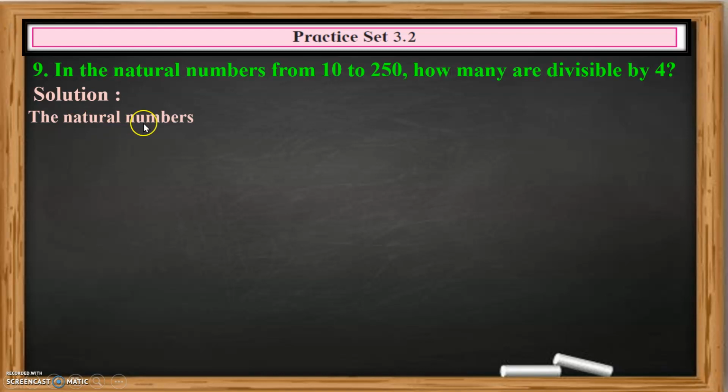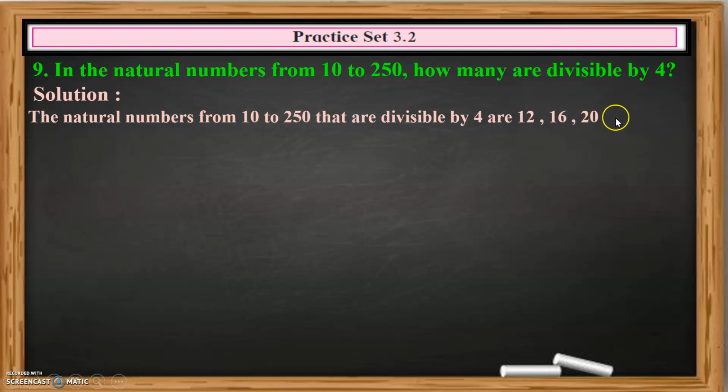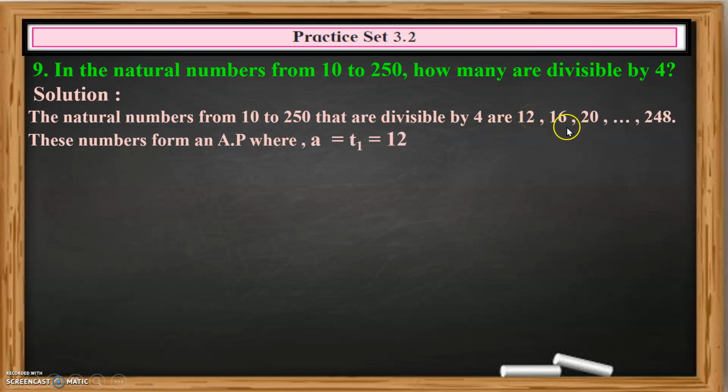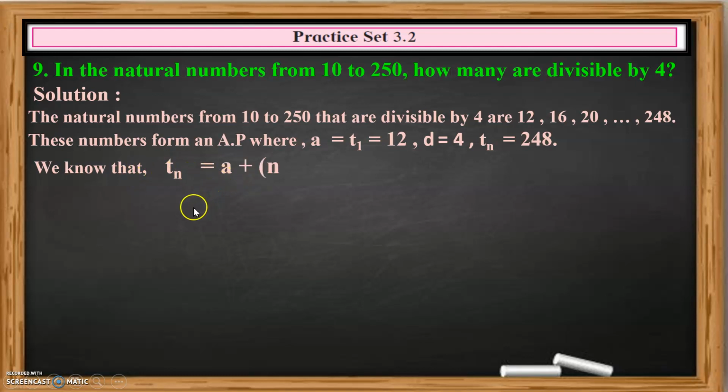So the natural numbers from 10 to 250 that are divisible by 4 are 12, 16, 20 and so on up to 248. These numbers form an AP where A will be 12 and D will be 4, because it is divisible by 4, there will be a difference of 4, and Tn will be 248. So the next step is to write the formula and then go on substituting. So you will get 248 is equal to 12 plus n minus 1 into 4.